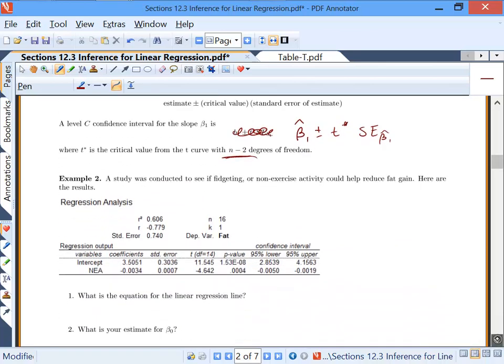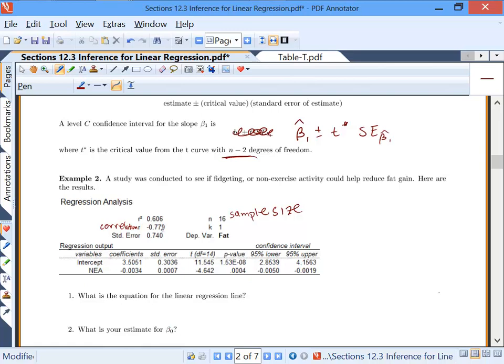So to try an example, a study was conducted to see if fidgeting, or non-exercise activity, could help reduce fat gain. Here are the results. Notice there's a lot of stuff on here. There's n, my sample size. There's r squared, 0.6. Not great. We can only explain about 60% of the variation in our y values. The rest comes from natural variation from person to person. And r is my correlation.